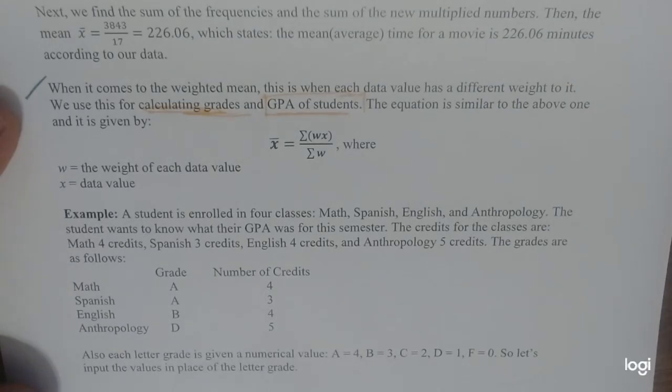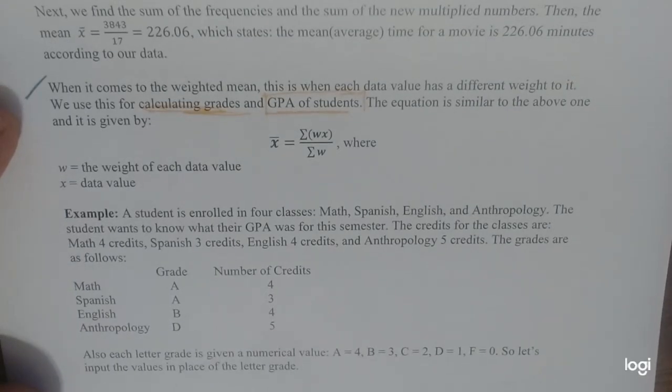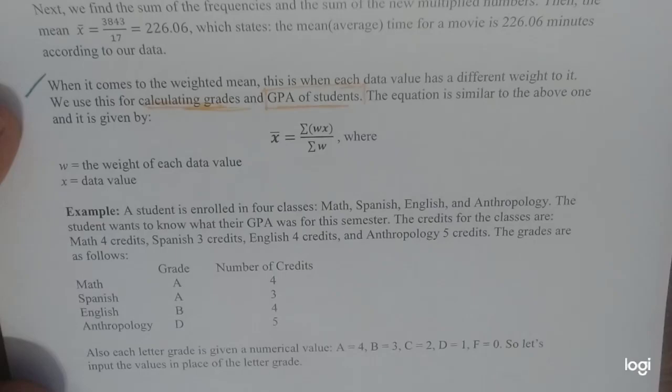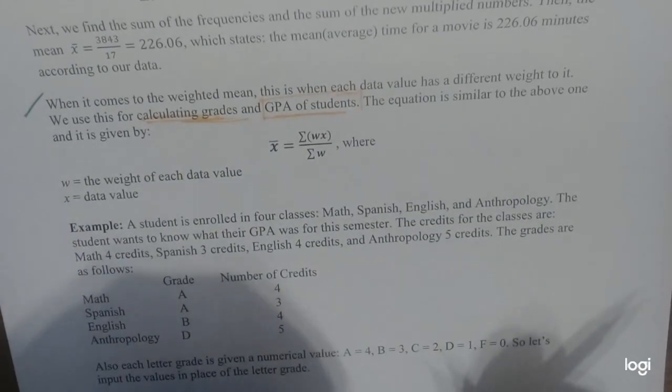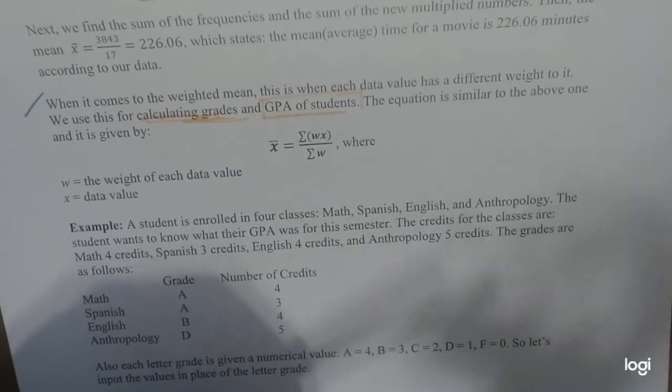Okay. So again, because it's a little different, that means our equation is going to be a little different as well. Okay. So our equation for how to find the weighted mean is very similar to the one we just did, except for W's. Right? Notice.